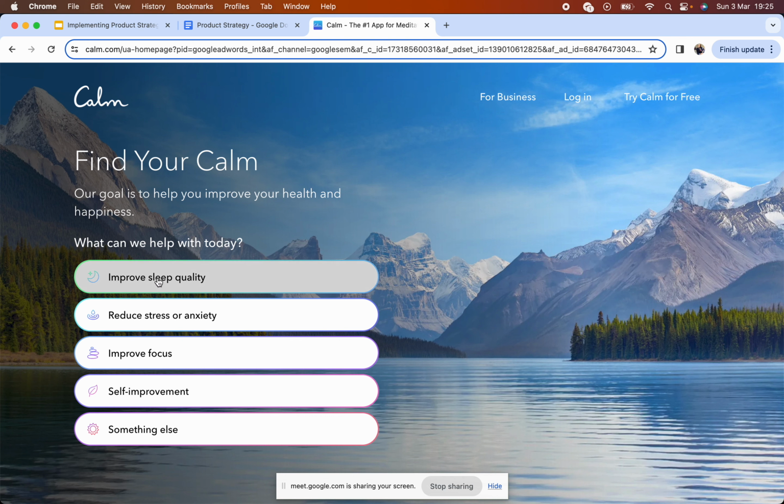Now we can see here that they are proposing that if someone has a problem with sleep, this app can help you improve your sleep quality. It can help you reduce your stress. Now, how does it do this? That will be known as the value proposition, and they do so in many ways within the app. There are various features that can help you do all of these things that they propose here.